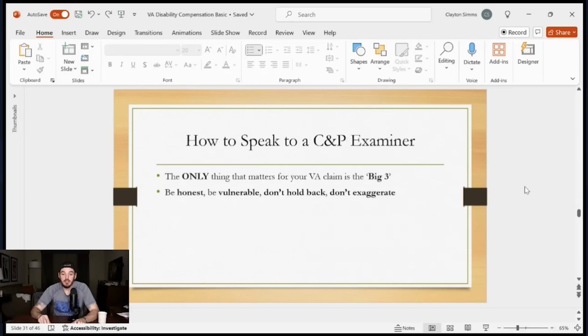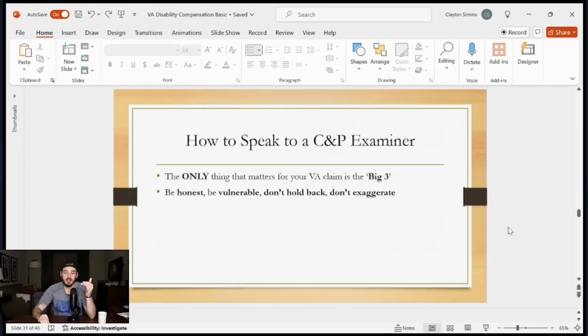Now, what we're really going to do is talk about how veterans speak to a C&P examiner, because this is what matters to you. How do you speak to a C&P examiner? The only thing that matters is the big 3: in-service event, current diagnosis, and that nexus. And a side note here: be honest, be vulnerable, especially if we're talking about mental health. Don't hold back. At the same time, don't exaggerate. It all goes back to just being truthful. Be honest, be vulnerable. That's how you speak to a C&P examiner.